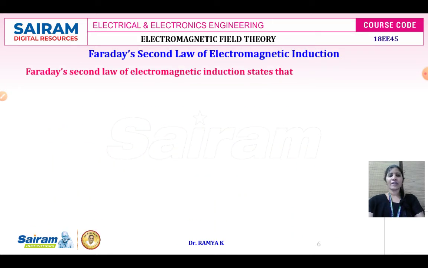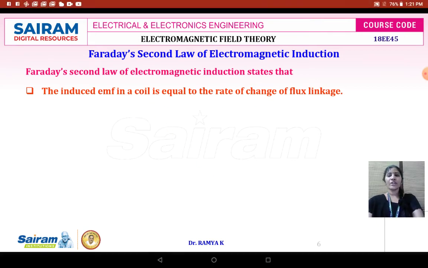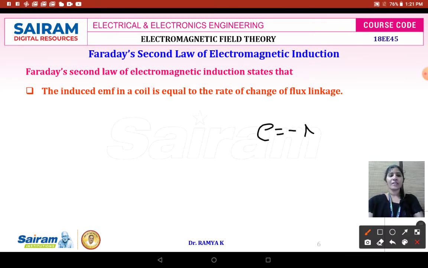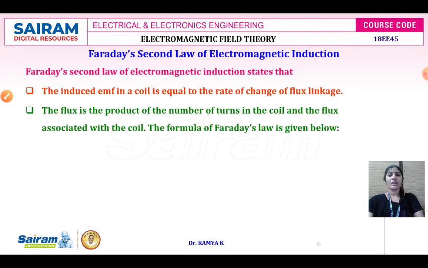Faraday's second law states that an EMF is induced when there is a rate of change of flux linkages, that is E is equal to minus N into d phi divided by dt. Whenever the flux linked with the coil changes, an EMF is induced. That is the statement given here.